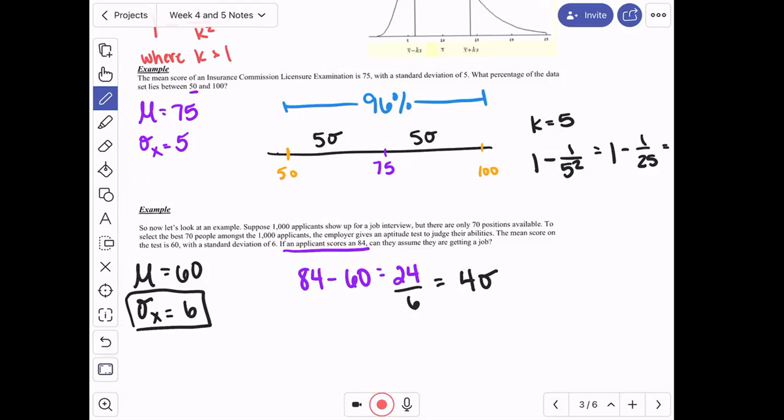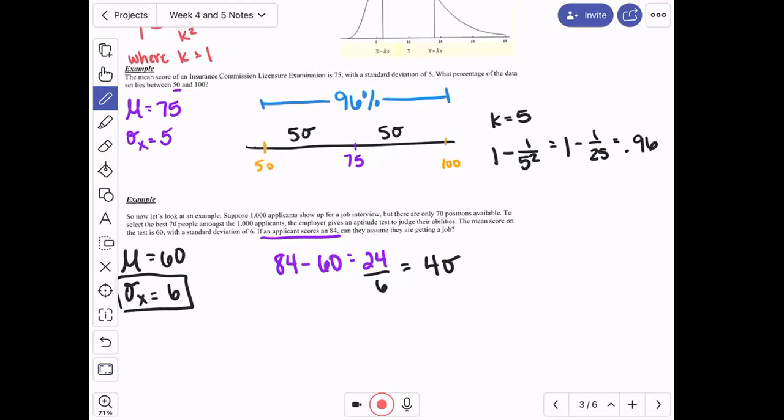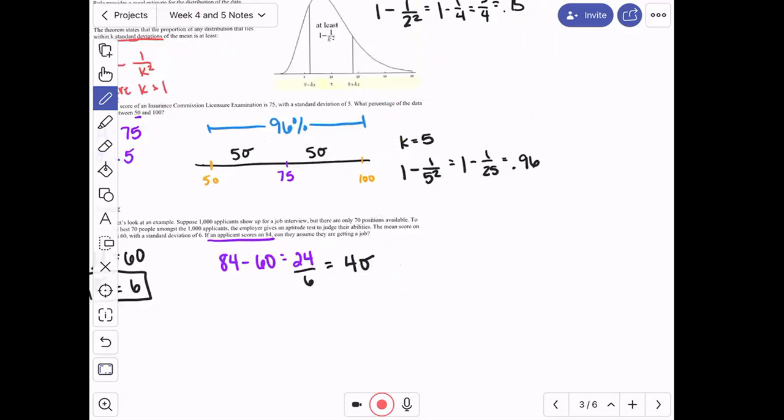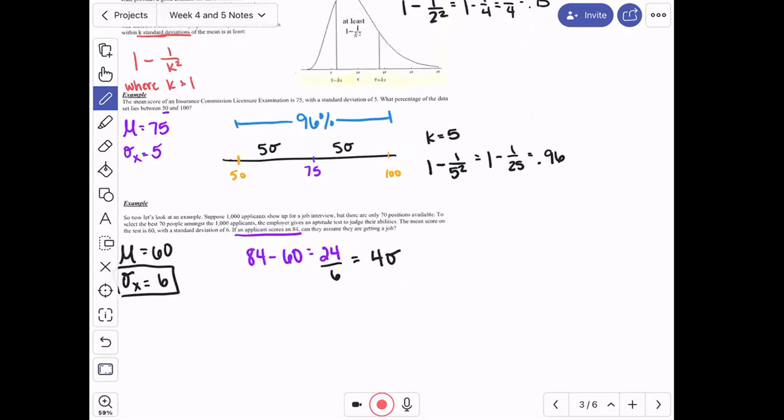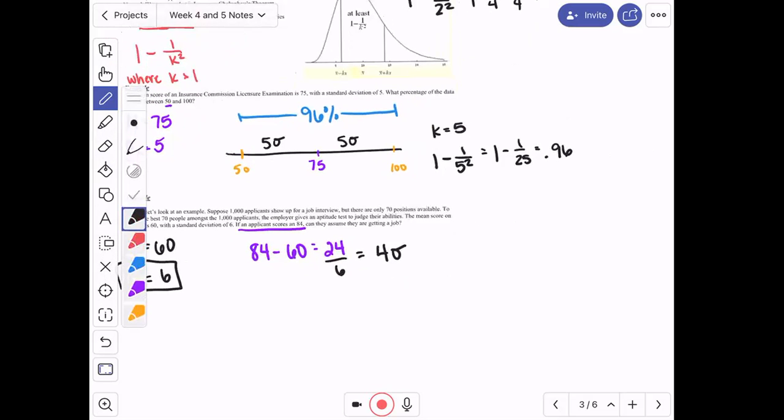Now, using Chebyshev's rule, what percentage of people are going to score within 4 standard deviations of the mean? We're going to do 1 minus 1 over 4 squared. 1 minus 1 over 16.